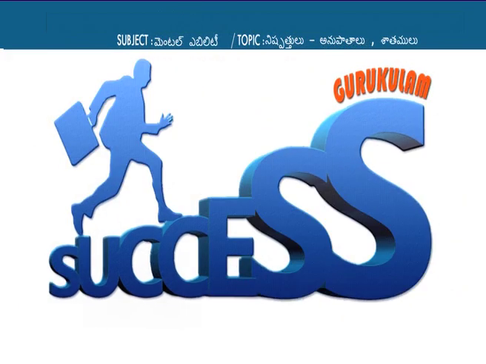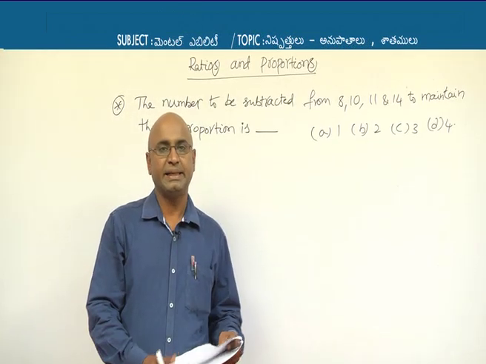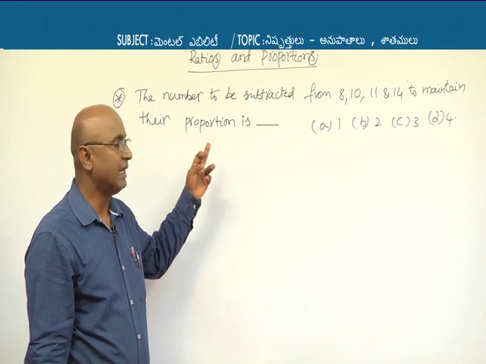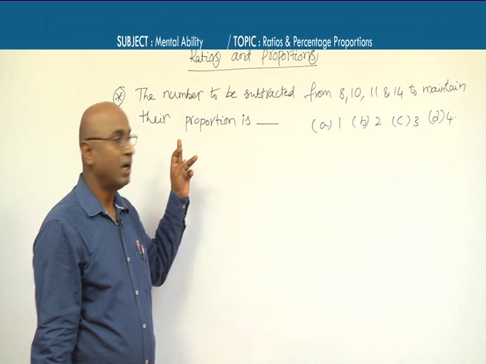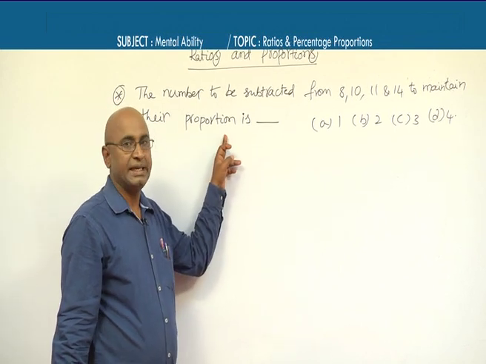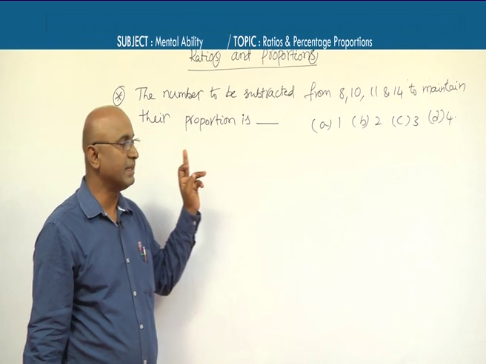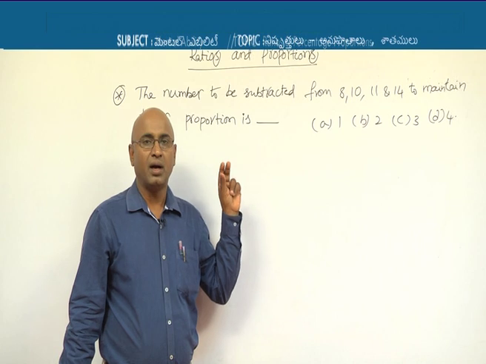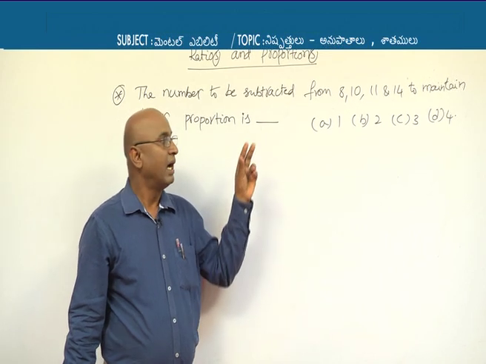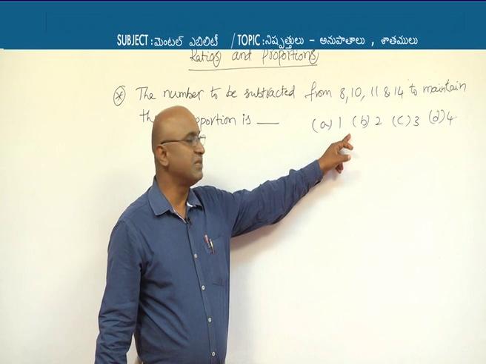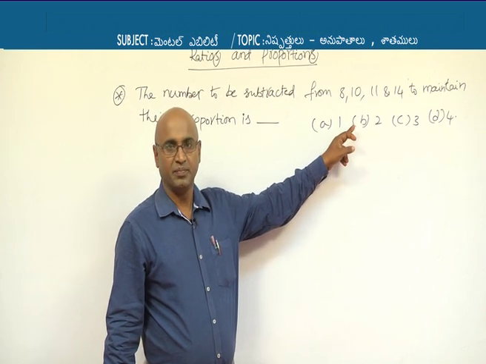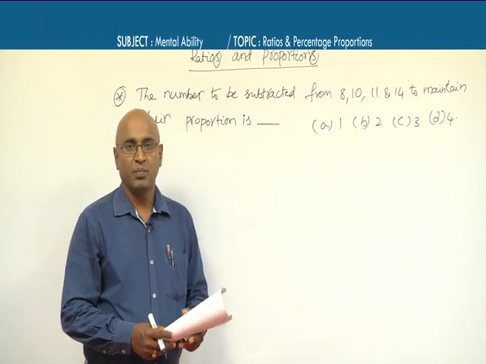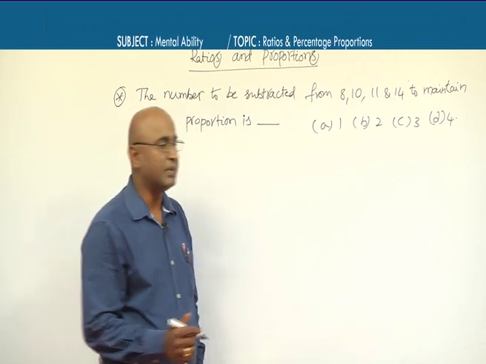The next problem is the number to be subtracted from 8, 10, 11 and 14 to maintain their proportion. 8, 10, 11, 14 అనే సంఖ్యలు అనుపాతంలో ఉండాలంటే ఆ సంఖ్యల నుంచి ఏ సంఖ్యను తీసివేసినా అవి అనుపాతంలో ఉండును అంటున్నారు. అనుపాతంలో ఉన్నవి అంటే దాని అర్థము మధ్యముల లబ్ధము అంత్యముల లబ్ధానికి సమానం.